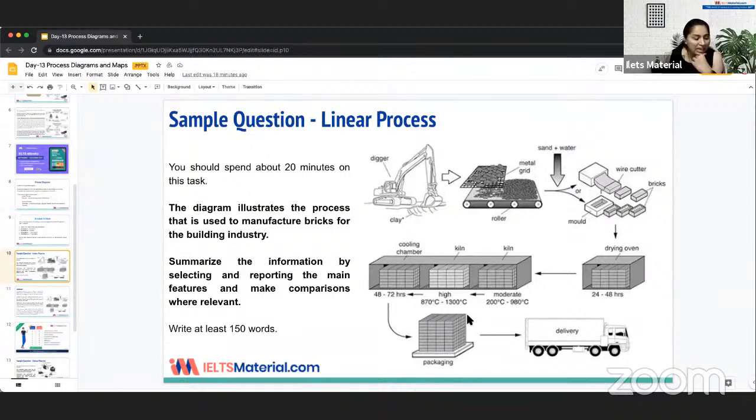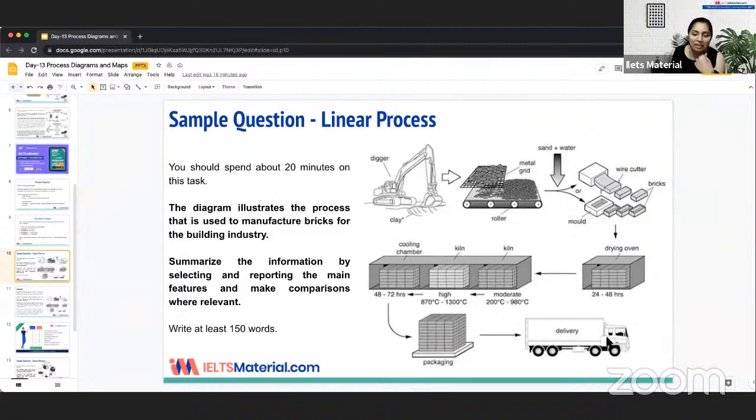Okay, the final stage is delivery of the bricks. This particular diagram is about the manufacturing of bricks to facilitate the building industries with molded bricks, wherein they can start their construction and continue with it. This is a very common question, and that is why I've taken it, to make you clearly understand the linear process.